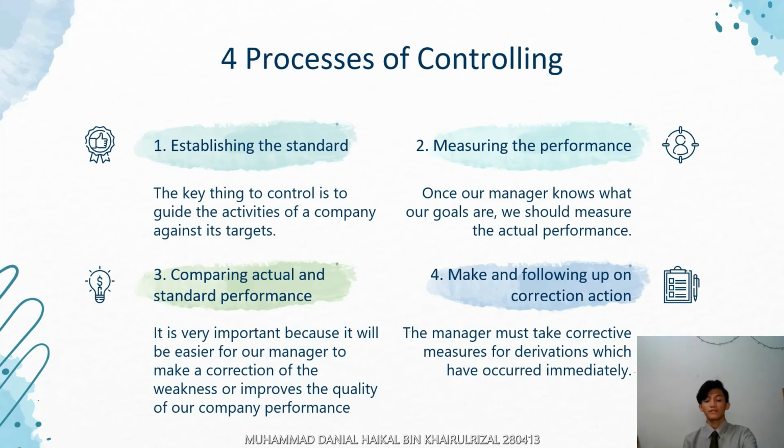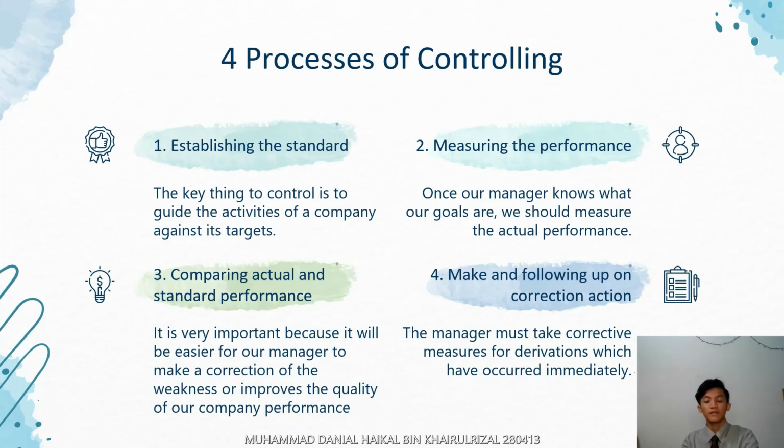The first process, setting performance standards, normally occurs while planning, but plays an important role in controlling operations. This is because the key thing to control is to guide the activities of the company against its target. If employees in a company know their targets well, they will concentrate 100% on achieving the objective.